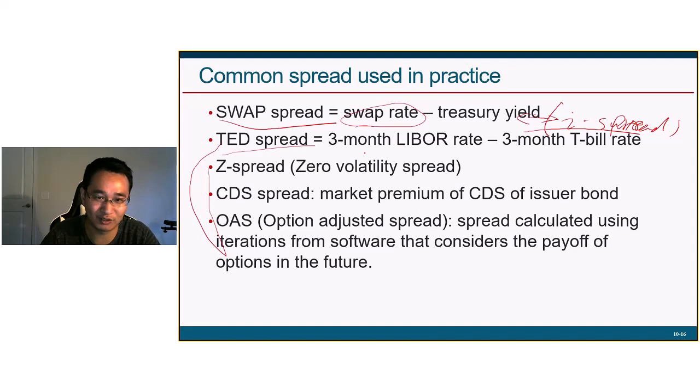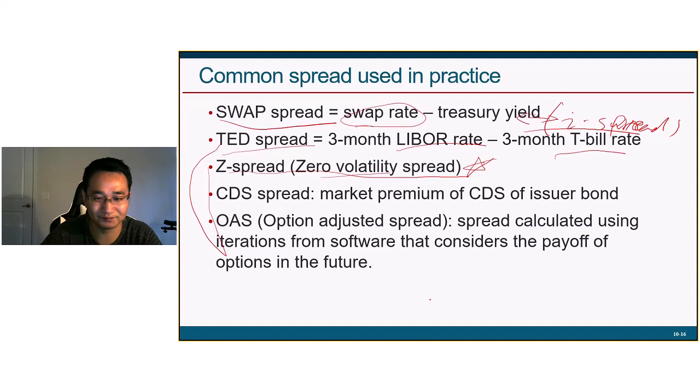And we have TED spread. We talk about the LIBOR rate, and it's the difference from the treasury bill. Then we have the zero spread, Z spread, or zero volatility spread. This is really important. Heavily tested as a concept.